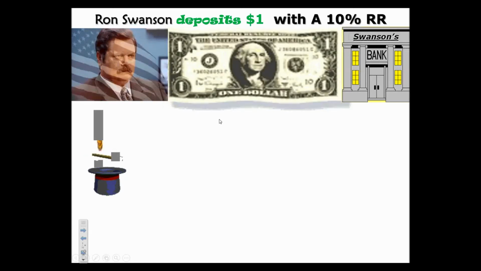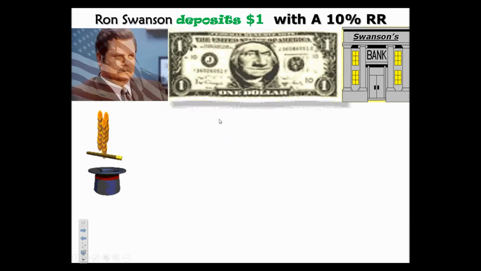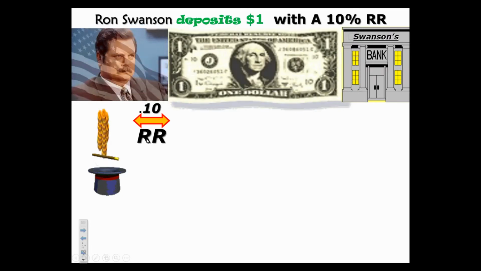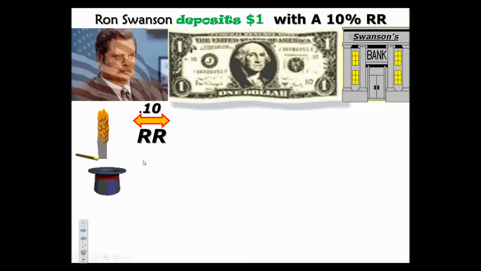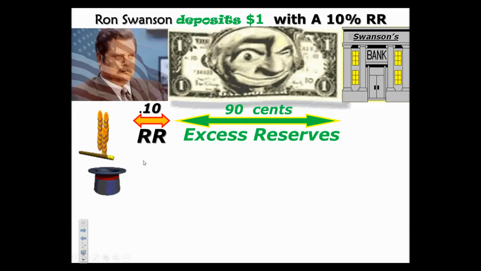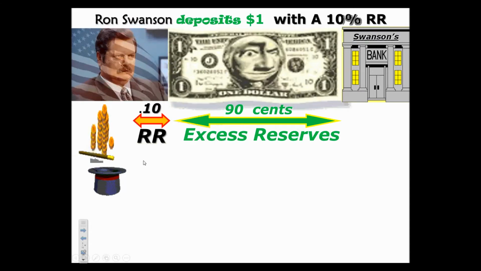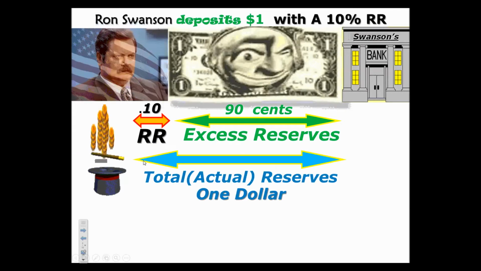So Ron Swanson deposits $1 with a 10% reserve requirement at his bank. That means that from that dollar, the bank is going to take 10 cents, that's 10% of it, and put it in their required reserves. The other 90 cents, that's 90%, is going to go towards its excess reserves, meaning the bank can now loan to a customer 90 cents. The total reserves then is the $1, because total reserves is always equal to the required reserves plus the excess reserves.